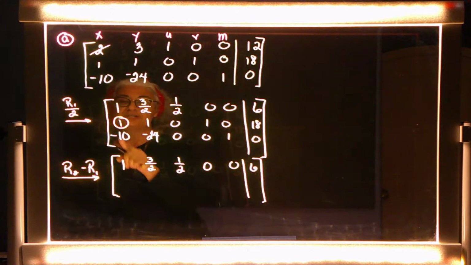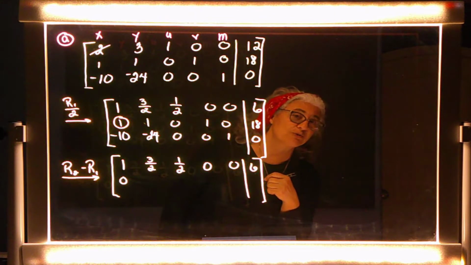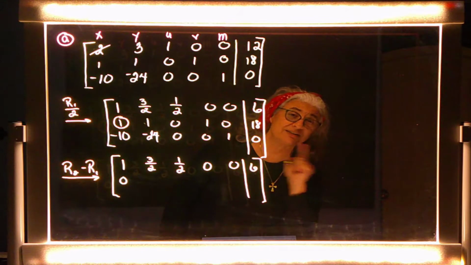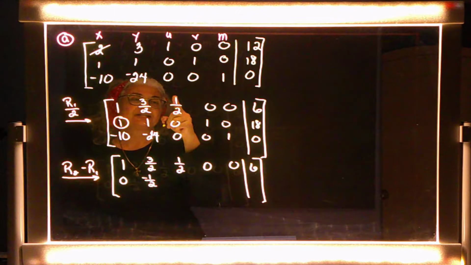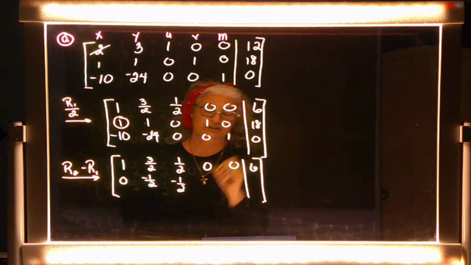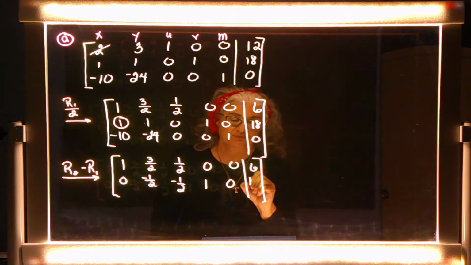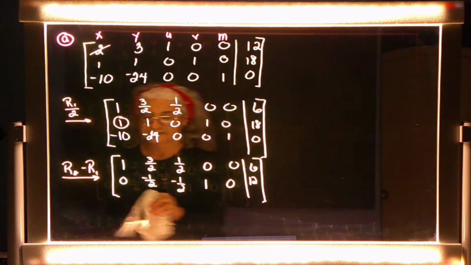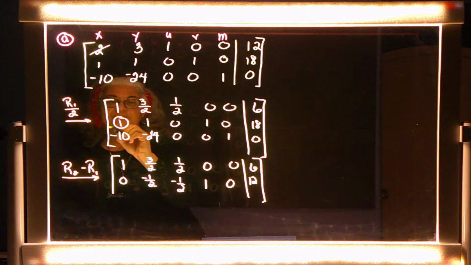So now, when you take row 2 and subtract row 1, let's do one number at a time. 1 minus 1, 0. 1 minus 3/2, and yes, I'm assuming you remember how to subtract fractions without your calculator. Okay, good. So that'll be a -1/2. 0 minus 1/2 is a -1/2. 1 minus 0, 1. 0 minus 0, 0. And then 18 minus 6. Good, 12. Excellent. So far, so good. So we just got this number to be a 0.